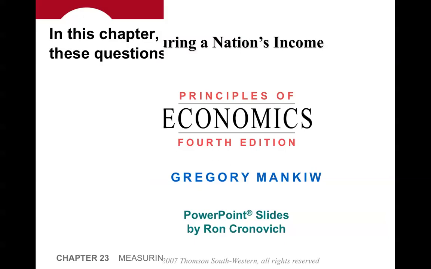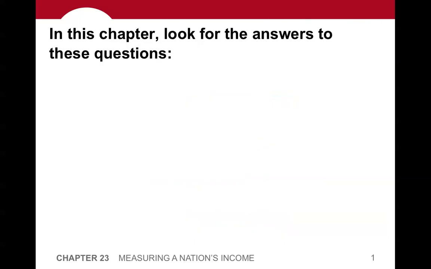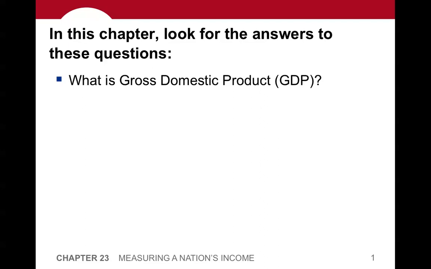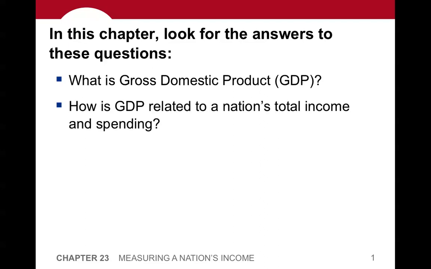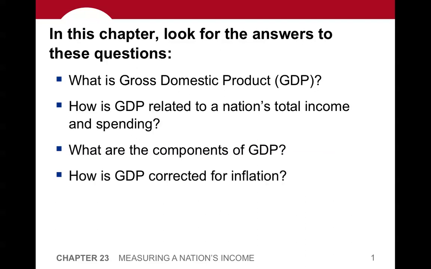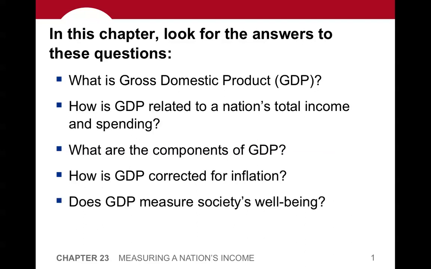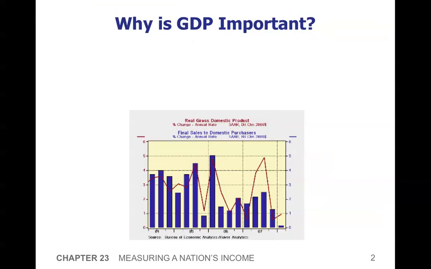Okay, we continue. In this chapter, we look for answers to the following questions. What is gross domestic product? How is GDP related to a nation's total income and spending? What are the components of GDP? How is GDP corrected for inflation? And does GDP measure society's well-being? Let's step back a bit and look at micro versus macro and expenditure and income.